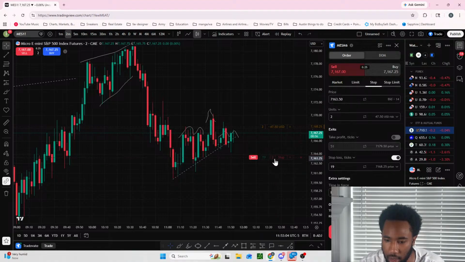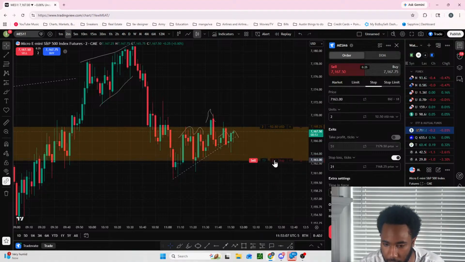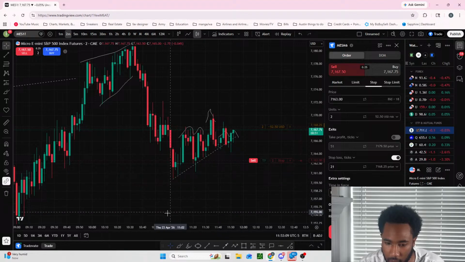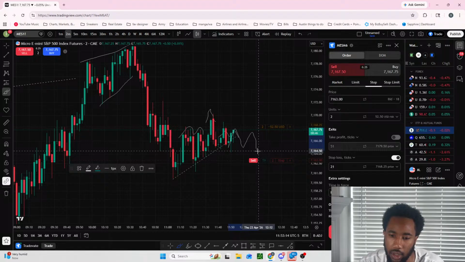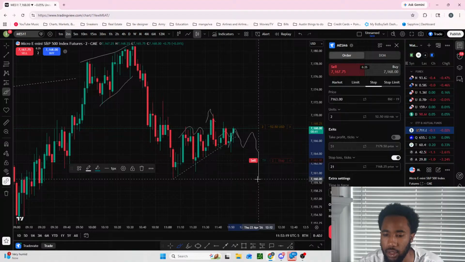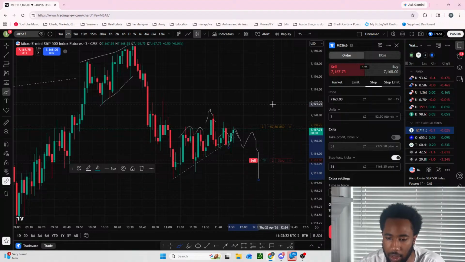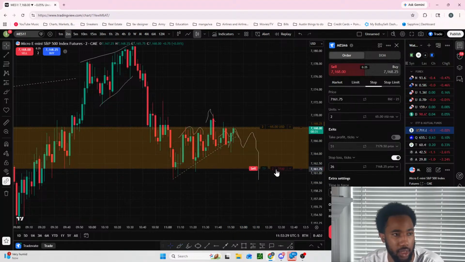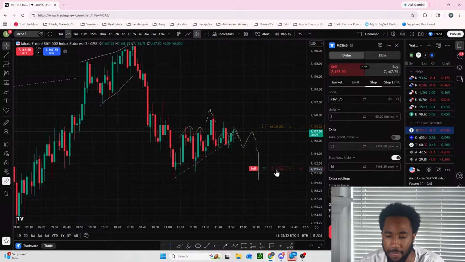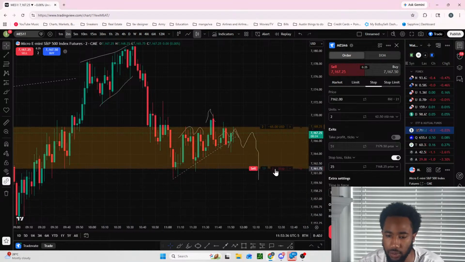Right here. If this were to play out like this, I would want to enter. Maybe I would want to enter even lower, but maybe I want to get in right here, just to make sure it's a base hit.